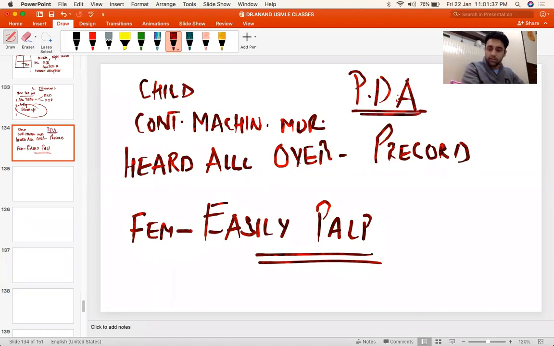Patent ductus arteriosus will be the best answer for this case. It is a continuous machinery murmur, easily palpable dorsalis pedis artery, increased chances of URTI, LRTI, like a ductal steal phenomenon, hyperdynamic precordium, bounding pulses, and all those things.